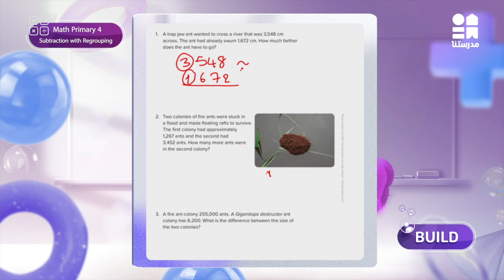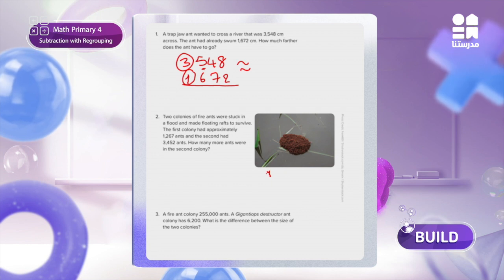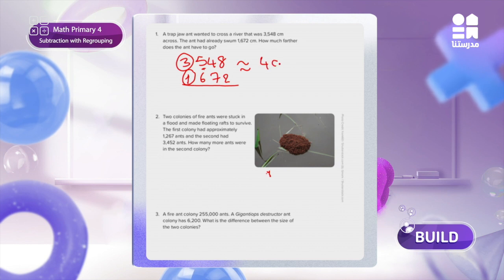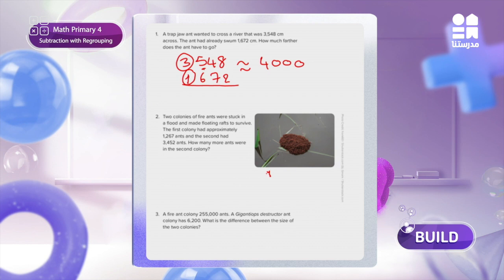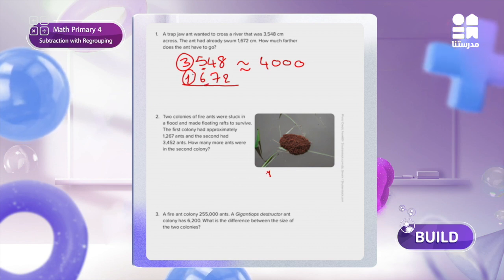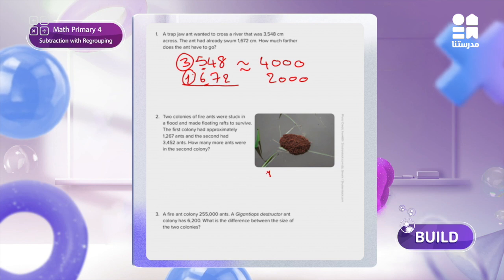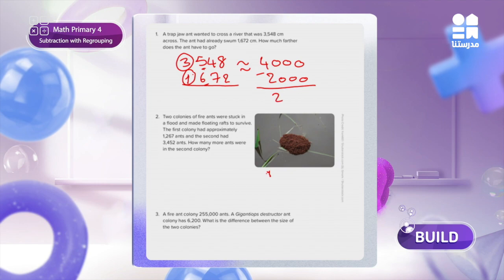The rounding of the first number is what? After the 1,000, I have 5. So, 5 or more, add 1 more. So the rounding of this number will be 4,000. What about the second number? Here I have 6, which is more than 5, so I will add 1 to be 2,000. Then what should I do? I will subtract 2,000 from 4,000. The answer will be 2,000.